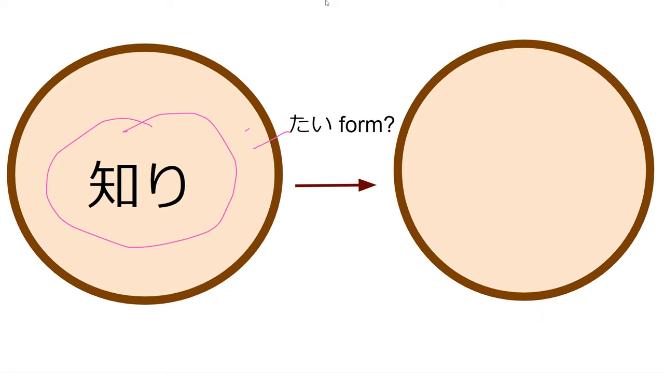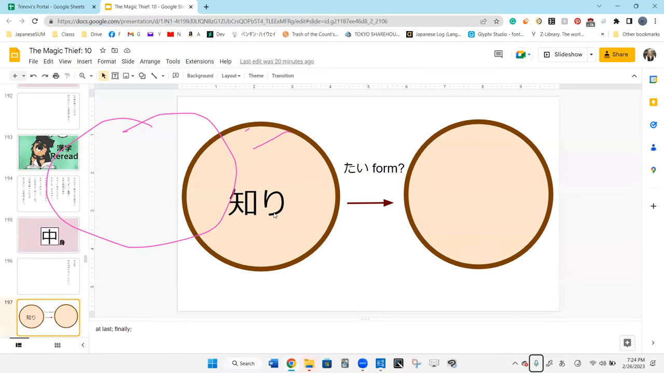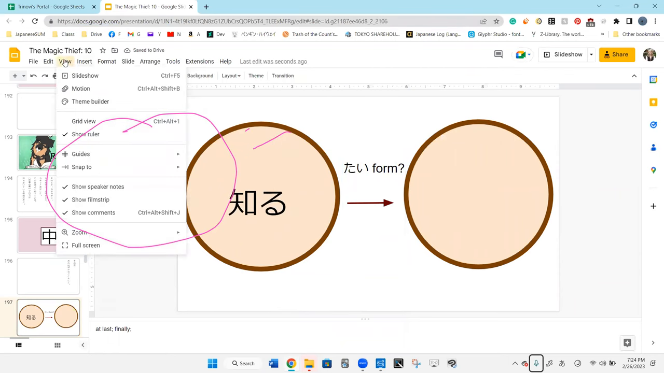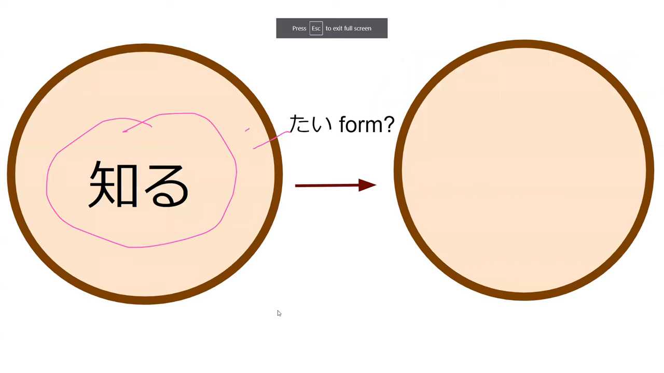This was supposed to be shiru. How do you put shiru into the want form? It's not shira, it's shiritai. Yep, shiritai. Perfect.